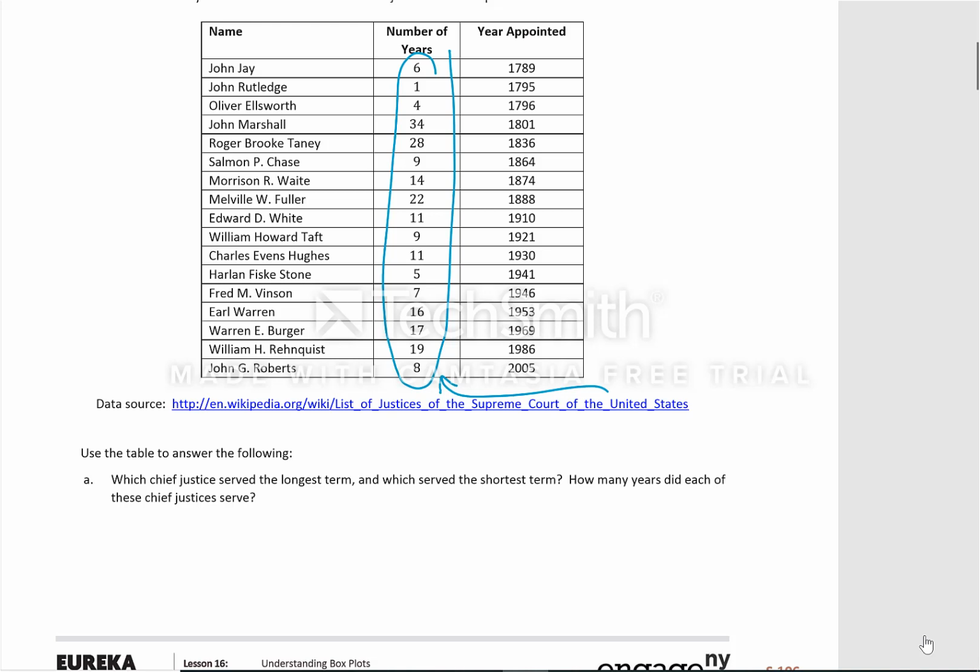So I'm going to look for my longest first. And I'm going to label it. And I look over here for the longest or the biggest number. And I see right here 34. So I'm going to write down John Marshall. And then my next part of the question says, how many years did each of these justices serve? So I'm going to put that little dash and put 34 and my label being years.